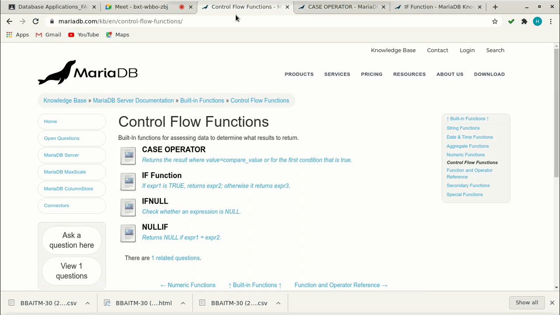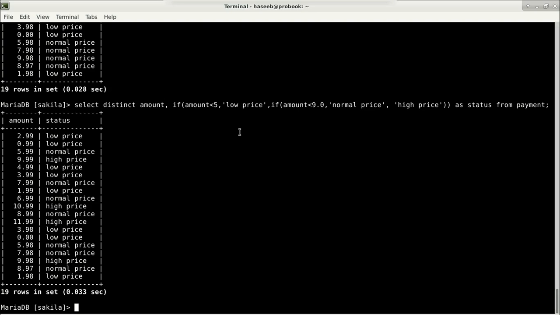So this was the example of case and if. Now ifnull. This is a function that tells us whether the value of a field is null or not. And I don't think in this database there are null values in any columns.